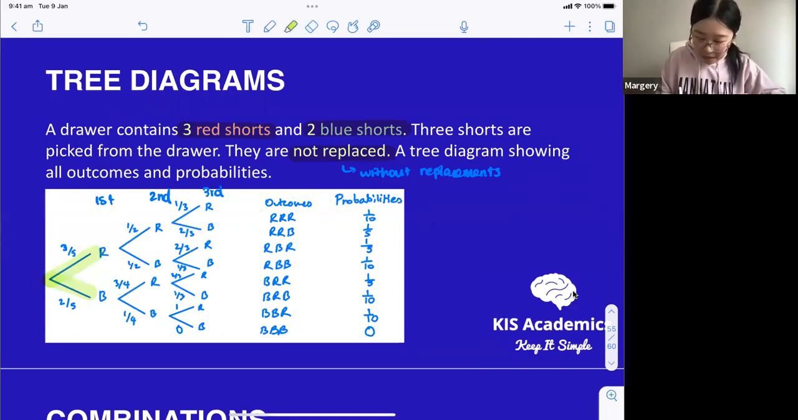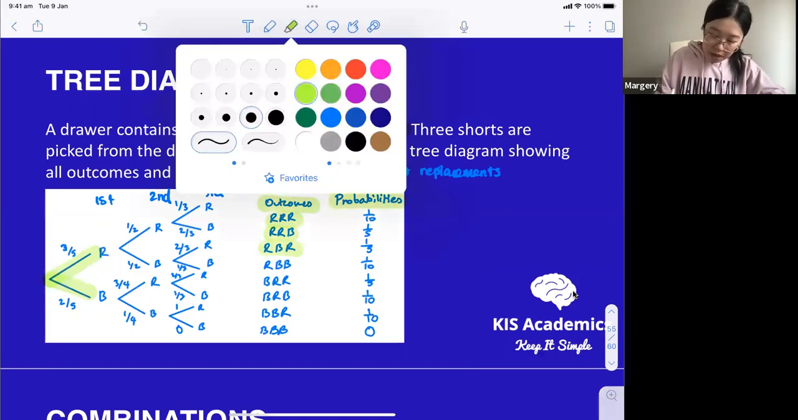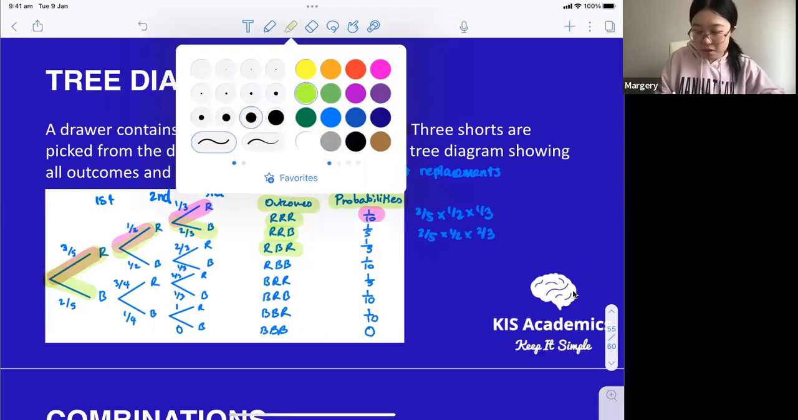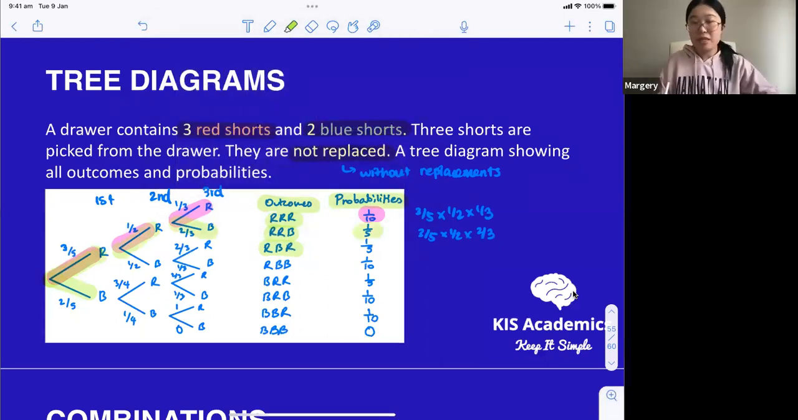We can then label our outcomes, whether we have red, red, red, red, red, blue, red, blue, red, etc., and then find the probabilities of each of those. To find the probability of red, red, red, I multiply the probabilities along this branch in pink: 3/5 times 1/2 times 1/3. The same thing for red, red, blue: 3/5 times 1/2 times 2/3, multiplying across my branches. And we do the same thing for all of our outcomes.